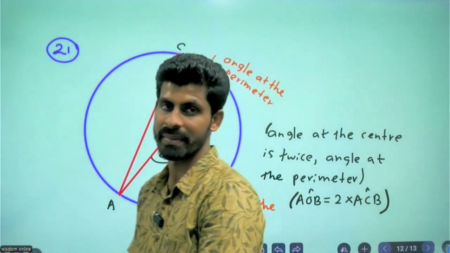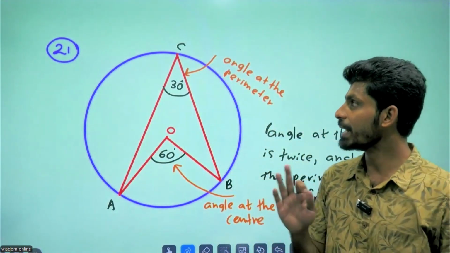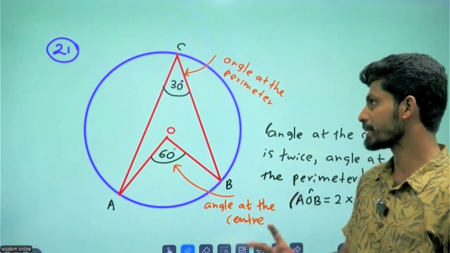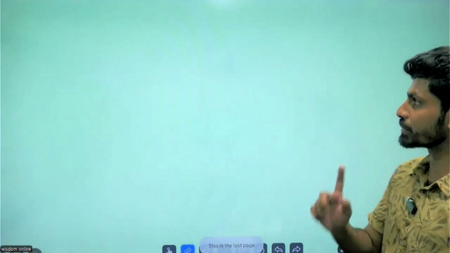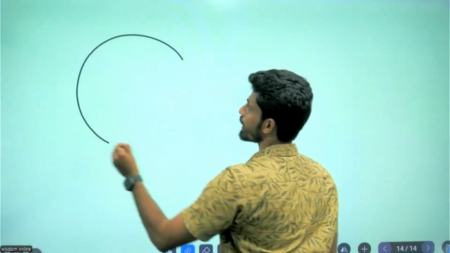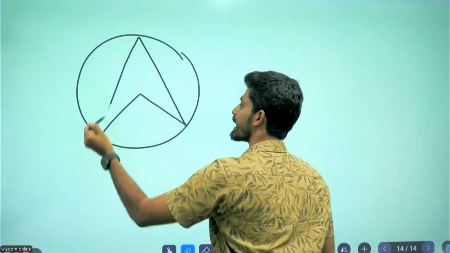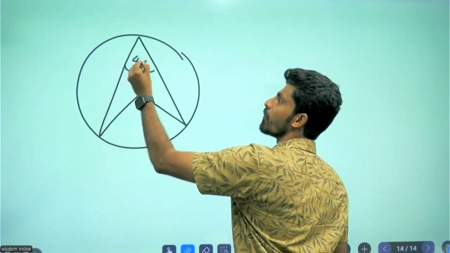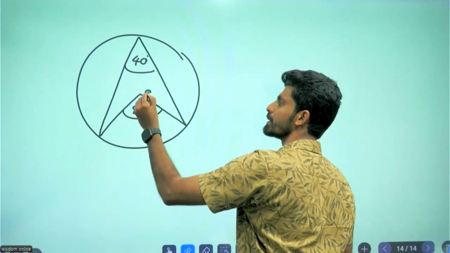That is the theorem, theorem number 21, right? I'm quickly moving to this one. Look at this one. The angle at the center is twice the angle at the perimeter. 40 means we need to multiply by 2, so this one equals 80.